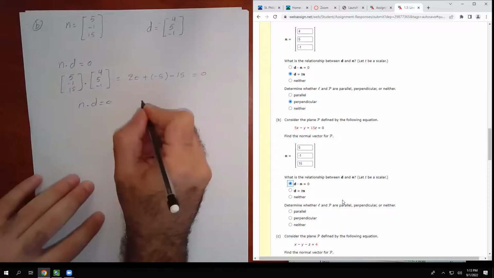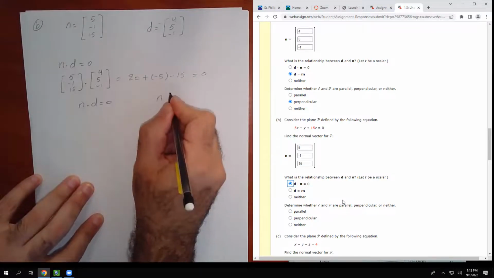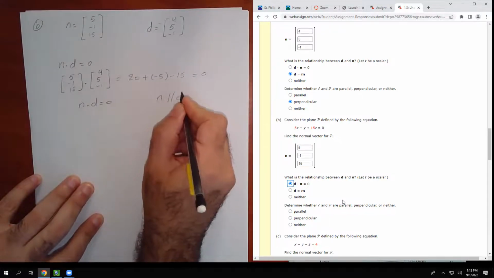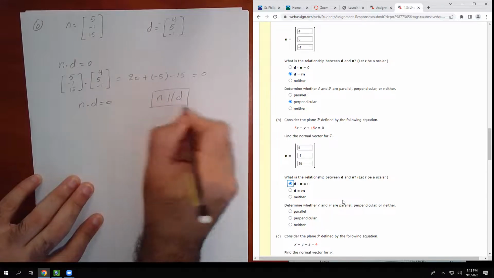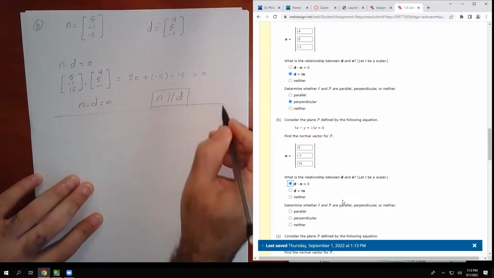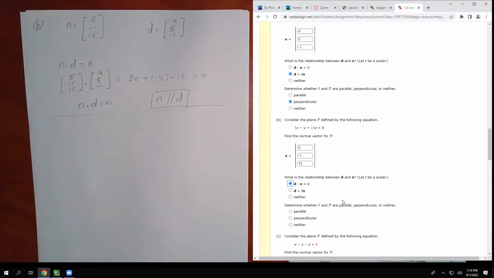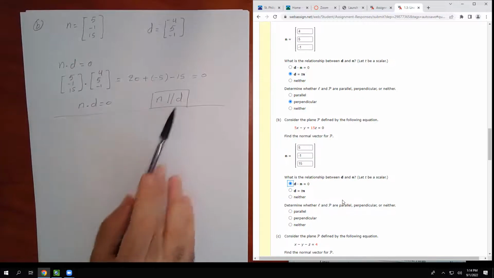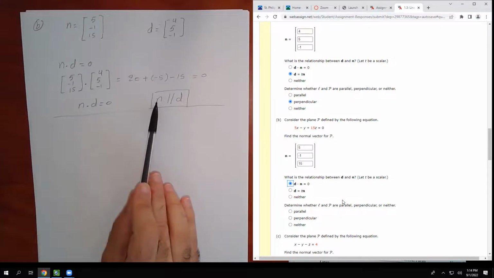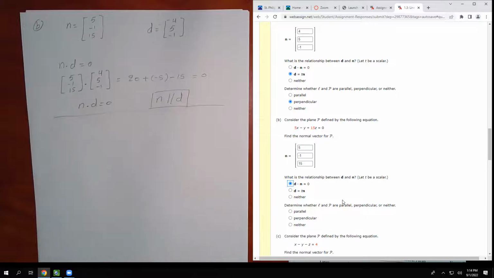In this case, N is perpendicular to D. So this is the next important thing. If the multiplication between the normal vector and the direction vector equals 0, that means N is perpendicular to D. In this case, the line is parallel to the plane. So the line and the plane are parallel, perpendicular or neither, so it's going to be parallel.